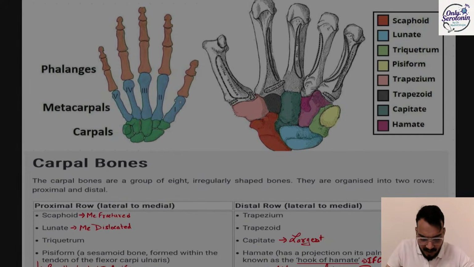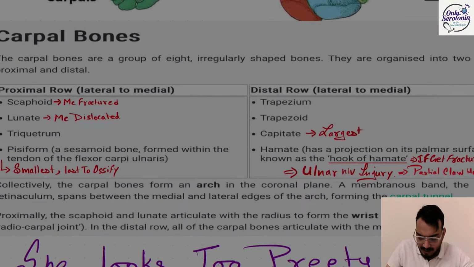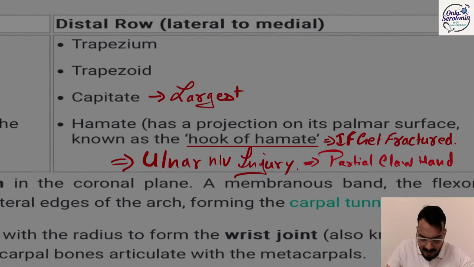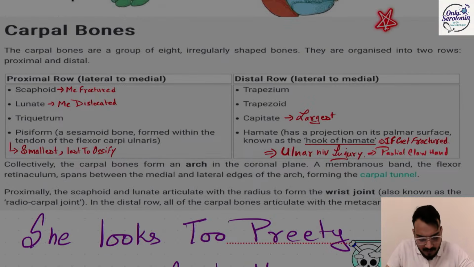Carpal bones we have already discussed, guys. In carpal bones we have scaphoid, lunate, triquetrum, pisiform, trapezium, trapezoid, capitate, hamate. If you have this PDF, you will see all the important things which can come from the carpal bones.